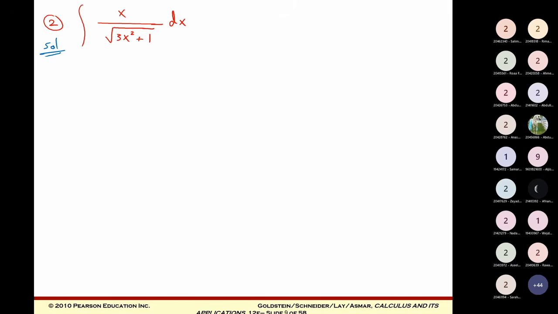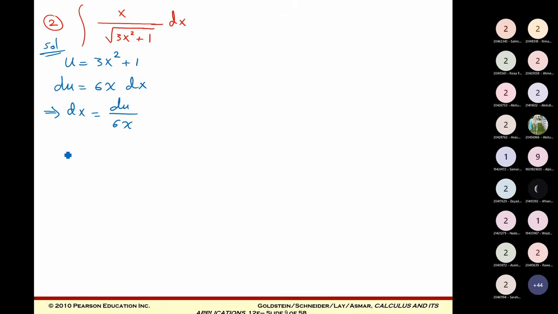What's the value of u? We let u equal what? u equals 3x square plus 1, du equals 6x dx. So dx equals du over 6x. Okay, good Saeed, good Ibrahim.